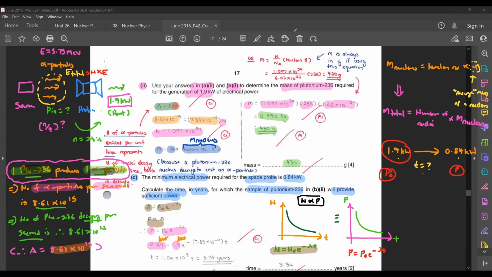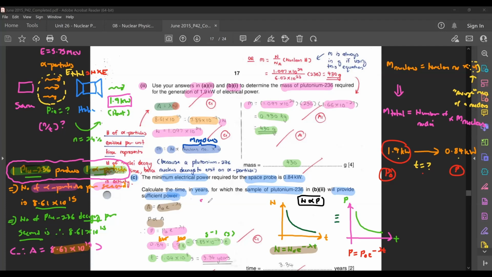Okay. Then after that, you get exponential negative of your decay constant times t. Your t will be in seconds, because here it is in per second. So obviously this one will be seconds. The units will always be consistent with whatever you put in. Okay. So from seconds you change to years, and you will eventually get 3.34 years. Okay.